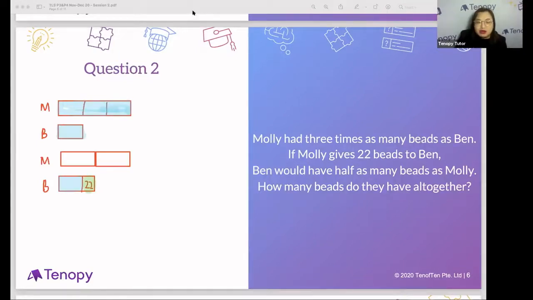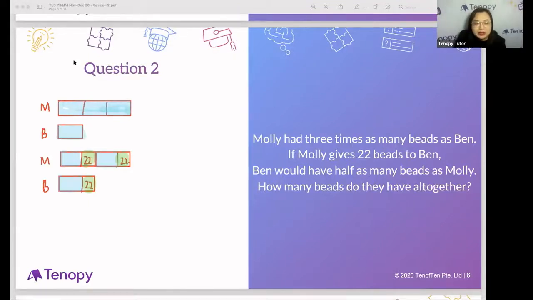If I look at my model drawing, right? If I cut out the 22 on each part because they are equal, what do you notice? I want all of you to observe my before and after model. Sorry, just let me highlight first. What conclusions can we make based on my model? Remember, the top is based on before, before Molly gave any beads to Ben, and the after is the part where I talk about Ben. 22 is half of a block. Very good.